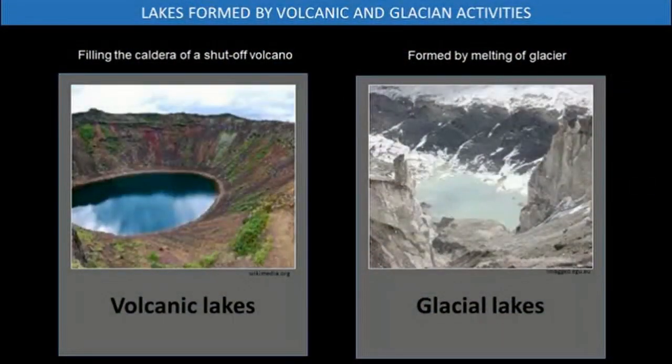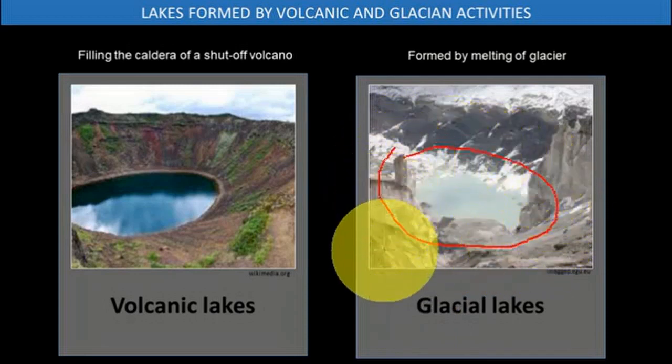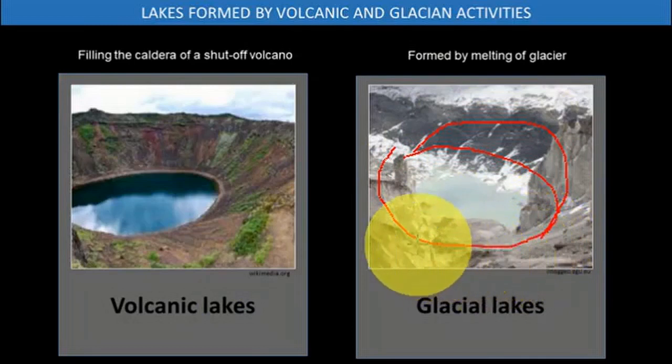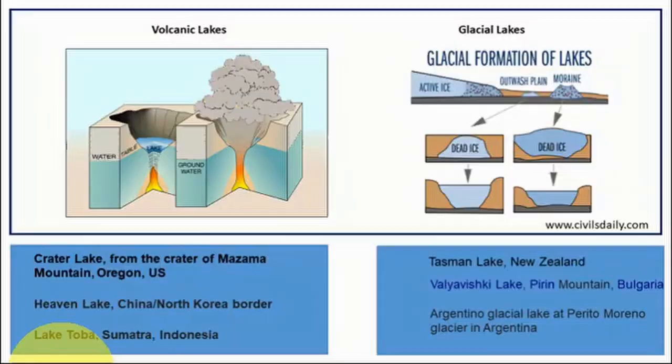Second one is the glacial lake. The glacial lake is formed from the glaciers where the enclosed ice is converted to water, and it is encircled by structures, maybe glaciers or maybe landforms. Here you can see the formation of volcanic lakes and glacial lakes.